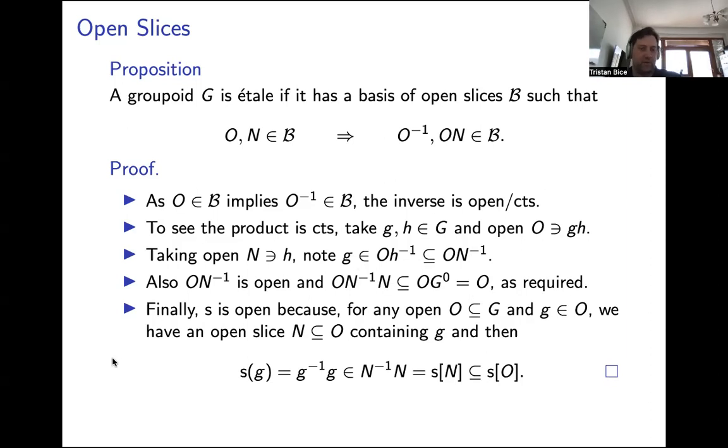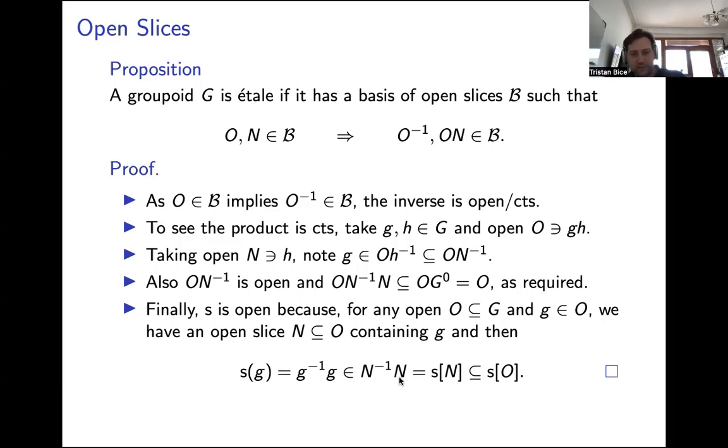Remember, one of our results is that the only thing extra you have to check to verify Étaleness is that the source is an open map. Why is this true? Well, take any open set and any element G within the open set. I can always find some smaller open slice N which still contains G, by assumption that I have this basis of open slices. Then you look at the source of G, which certainly lies within N inverse N, and that is open and lies within our basis here.